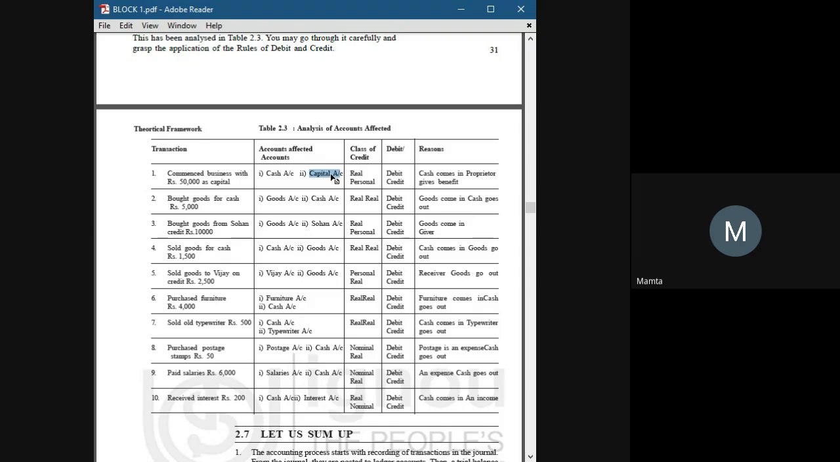Cash account or capital account? Cash account is related to real account, as it is an asset for a company, and capital account is related to personal account, as it is the owner's account. So cash account debit, capital account credit. Is this entry clear to you guys? Clear, madam. Okay.